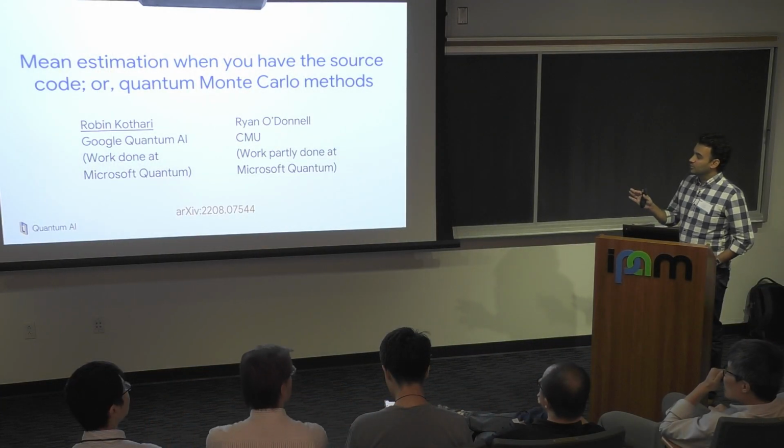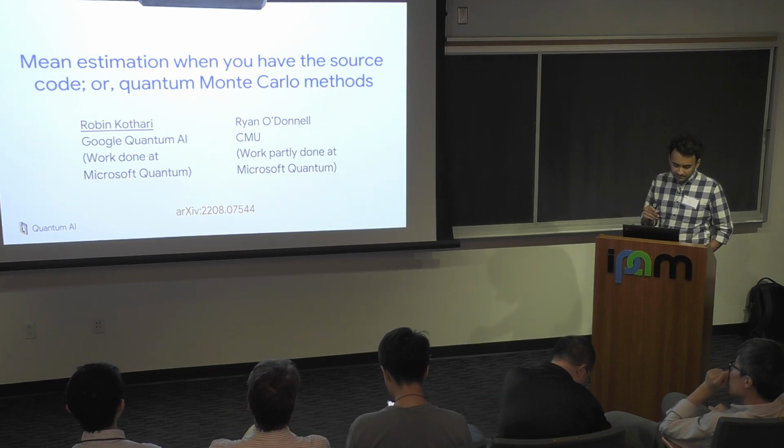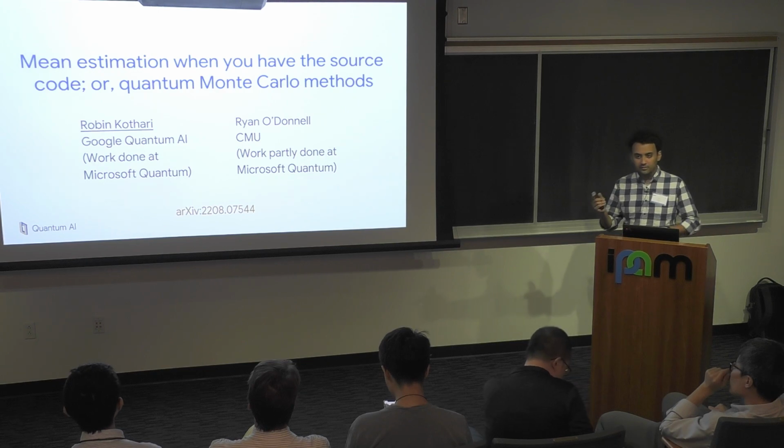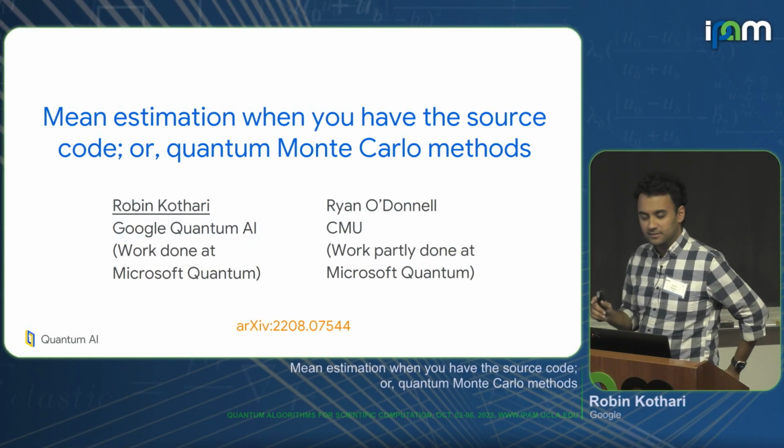So my name's Robin. I work at Google Quantum AI, but this work was mostly done when I was at Microsoft Quantum. And this work is joint with Ryan O'Donnell, who's a professor at Carnegie Mellon, and he was also partly employed at Microsoft while this work was done.